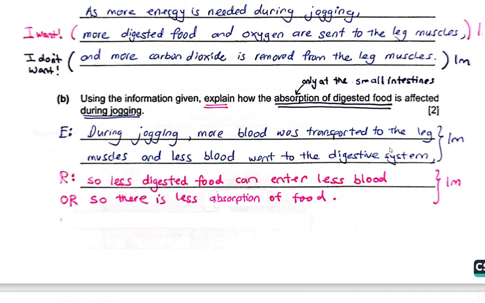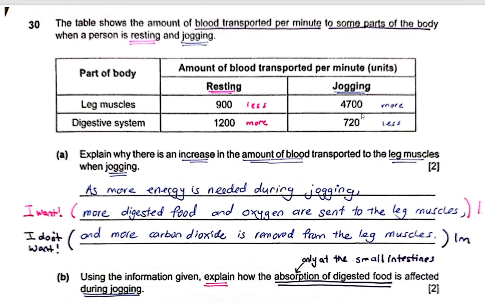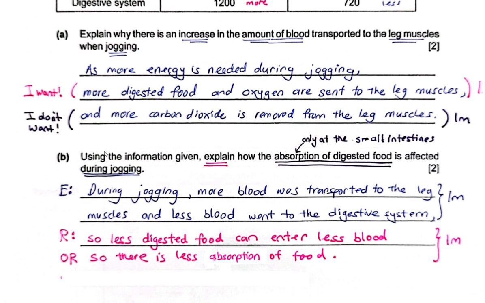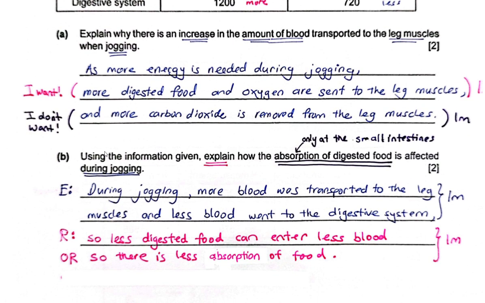And less blood went to the digestive system, you see? Less blood went to the digestive system. This first 1 mark is easy to get, right? It's just your evidence from the table. Just translate that, interpret that, and put it in words.